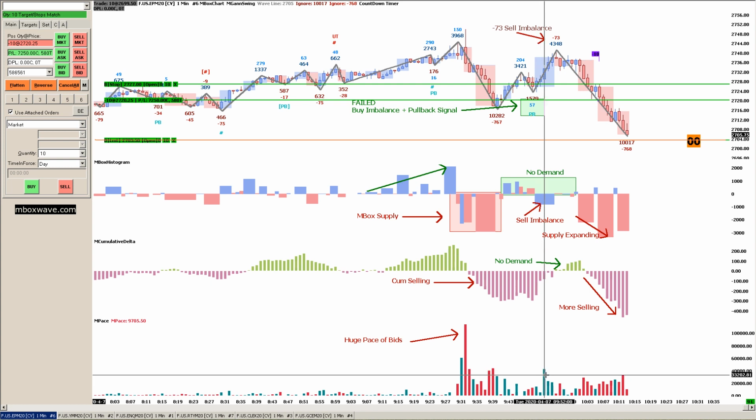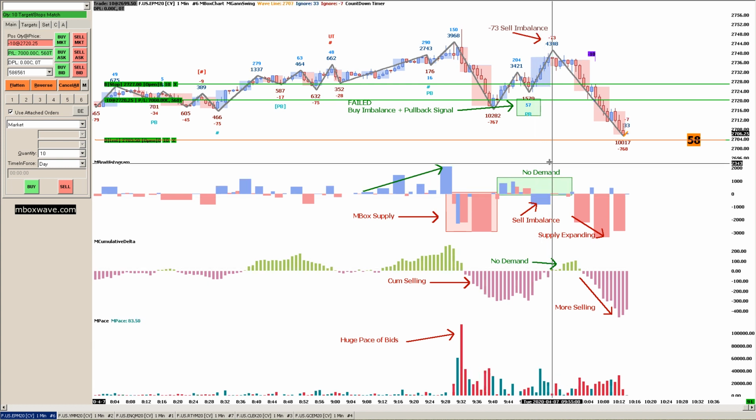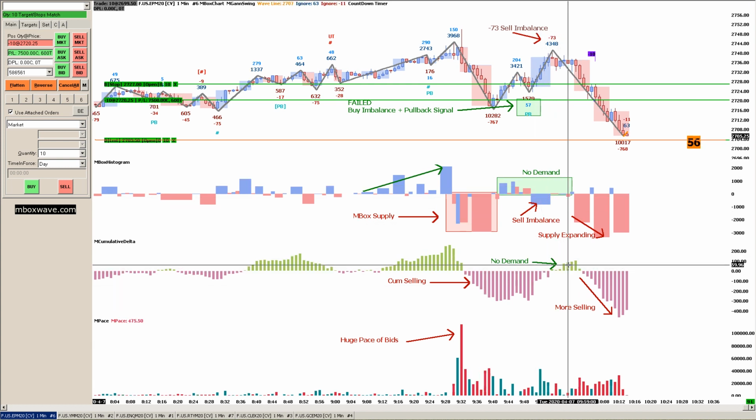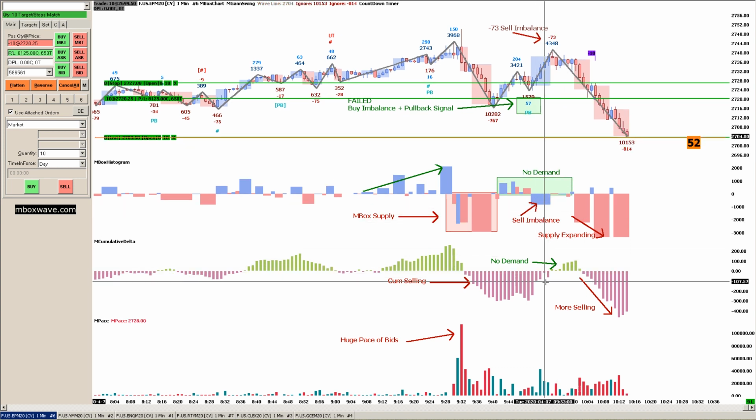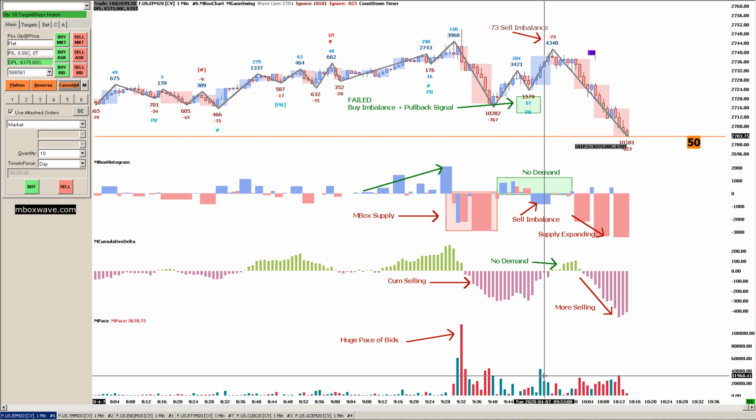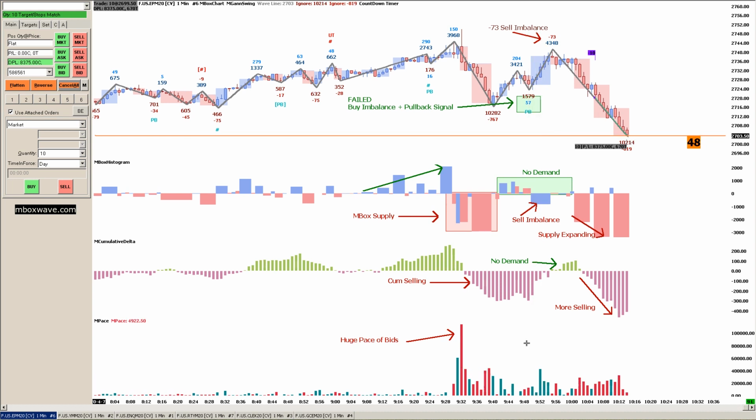market open. We had some pace of offers here, but there was no demand to back it up. No demand in the cumulative delta, no demand in the MBox delta, plus we had these sell imbalances. So this is actually a divergence. Looks like we just hit it. All right.